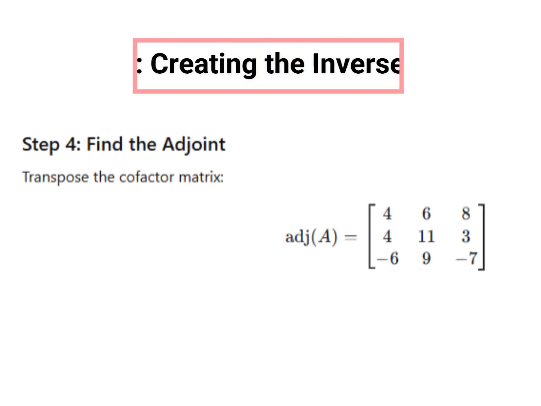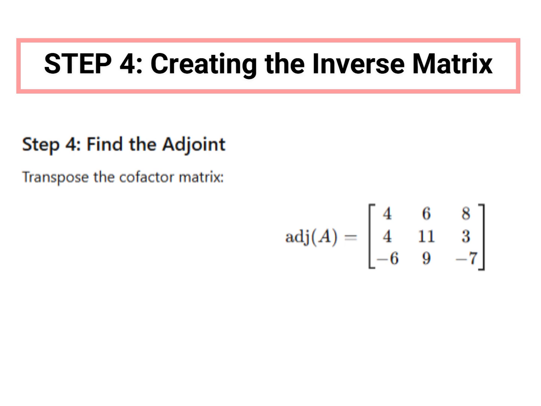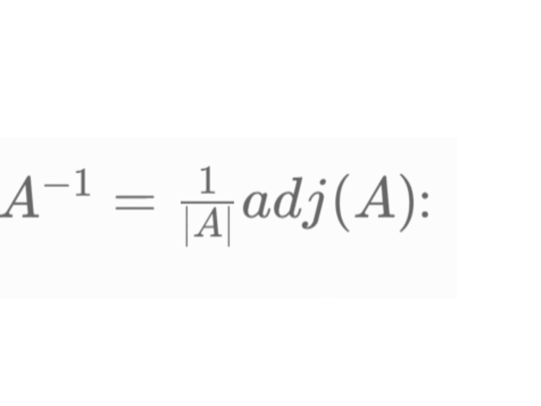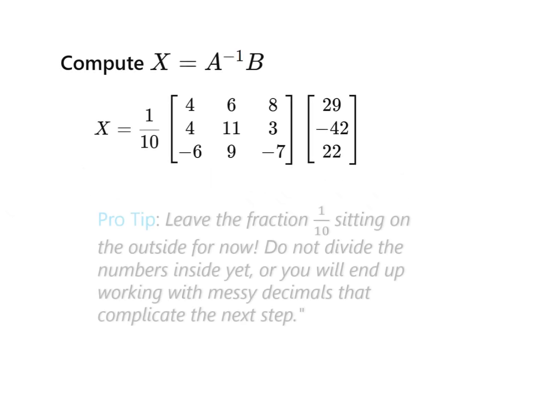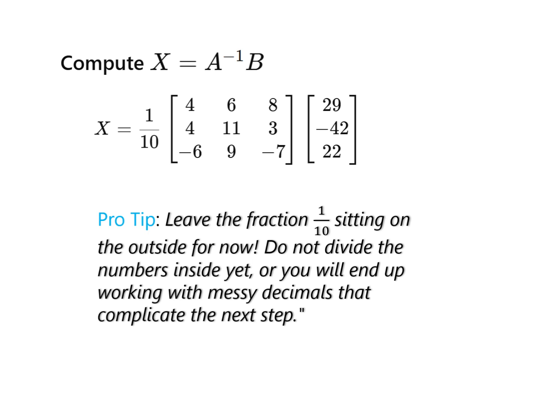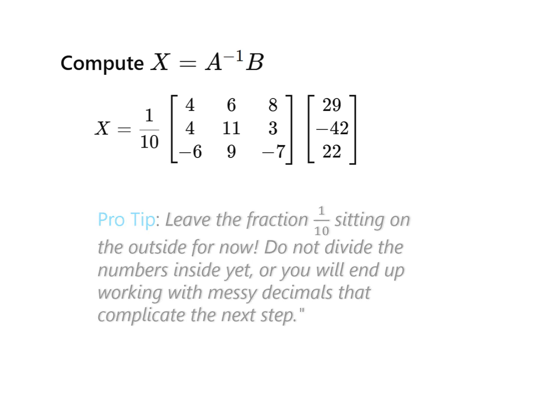With the determinant and the adjugate matrix ready, we can construct the inverse of A. The formula tells us to multiply 1 over our determinant, which is 10, by our adjugate matrix. Pro tip: leave the fraction 1 over 10 sitting on the outside for now. Do not divide the numbers inside yet, or you will end up working with messy decimals that complicate the next step.